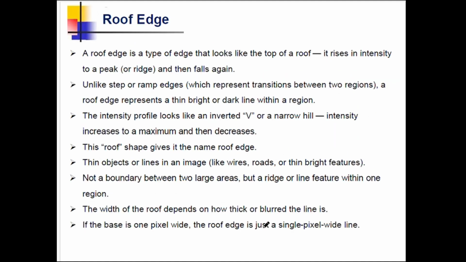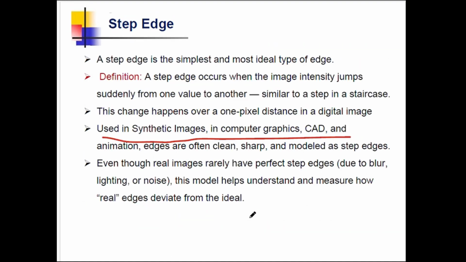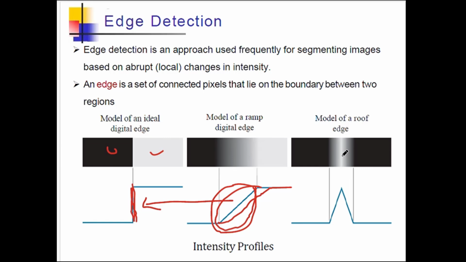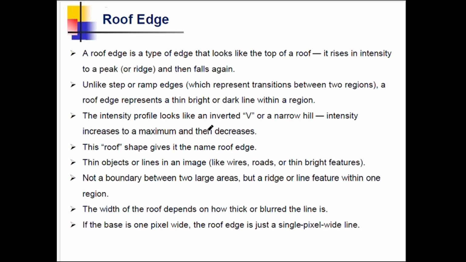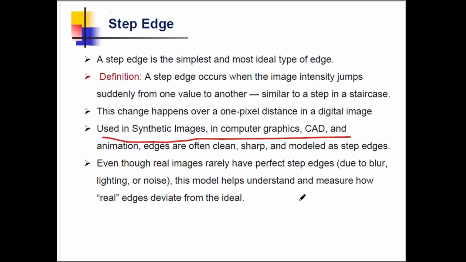Then coming to the roof edge. A roof edge is a type of edge that looks like the top of a roof. It rises in intensity to a peak and then falls again. I explained that already. See this, the center one is high intensity, and if you are moving like this, the intensity is dropping. That type of edge is the roof edge. The intensity profile looks like an inverted V or a narrow hill. Intensity increases to a maximum and then decreases. The width of the roof depends on how thick or blurred the line is. And yes, these are the different edges.